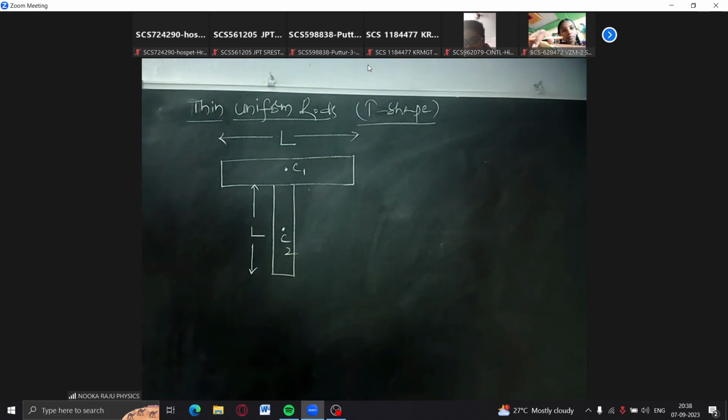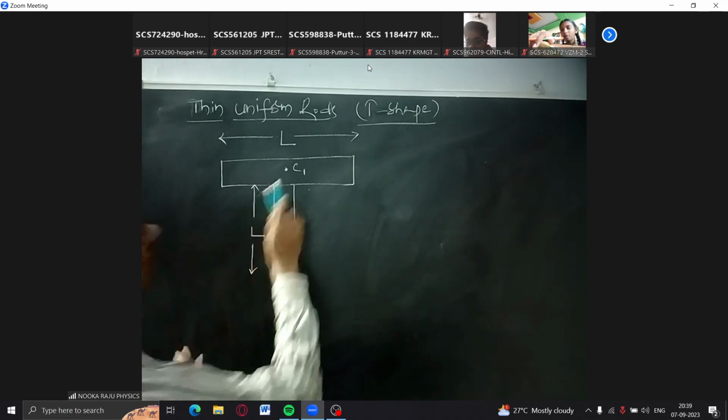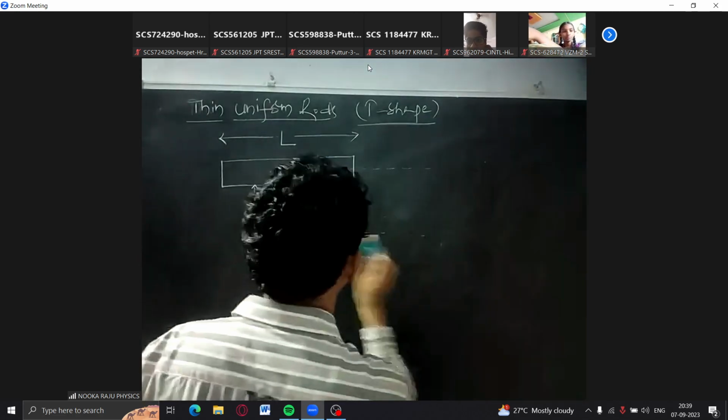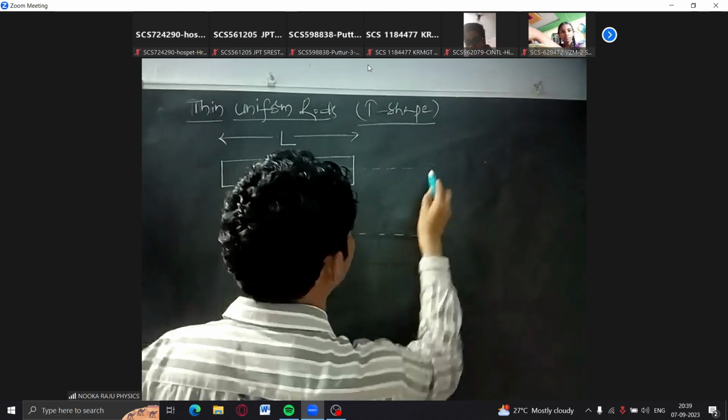So how to calculate the center of mass of this system? Now I am going to extend this one like this, for comfort.